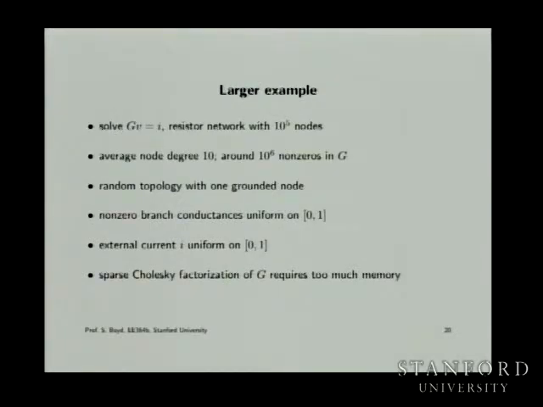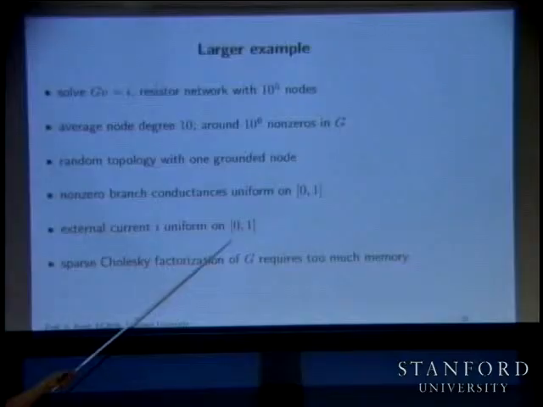Here's an example. It's just a resistor network with 100,000 nodes. It's a random graph, so each node is connected to an average of 10 other nodes. So, you know, some big complicated resistor network. I get a million non-zeros in the matrix G. I pick one node and make that the ground. Then I'm going to inject at each node a current chosen randomly, uniform on 0, 1, and the resistor values will be uniform on 0, 1. Okay, so that's the problem.